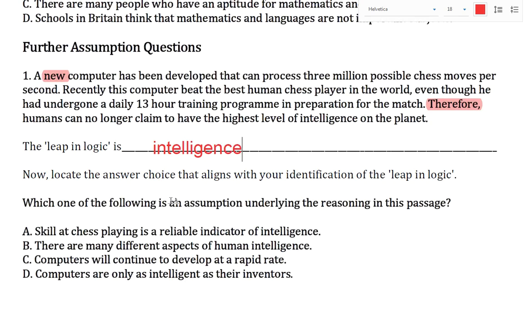Now locate the answer choice. There are many. Skill at chess playing is a reliable indicator of intelligence. See, even though intelligence is mentioned in a lot of them, we have to make the same leap. So what's the assumption? Skill in chess playing was the bulk of the passage. Reliable indicator of intelligence. So it should be A. All right, I'll just highlight that.